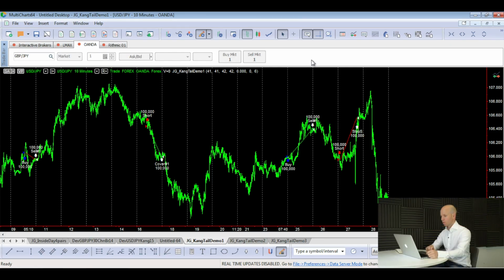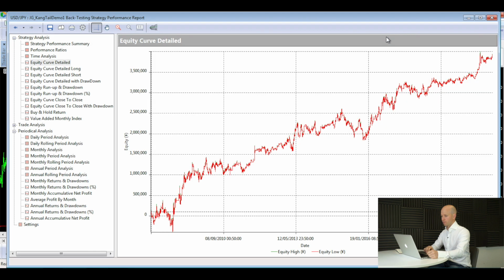As I've mentioned, I've already programmed this strategy into MultiCharts, and let's have a quick look at the backtest. What we see here is exactly the rules that I showed you on the whiteboard just a minute ago. First of all, here's the equity curve from 2008 through till September 2020 now, and I think you'll agree it's a fairly nice uptrending equity curve.